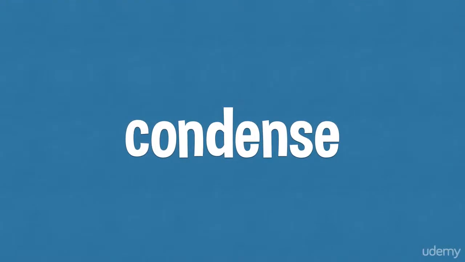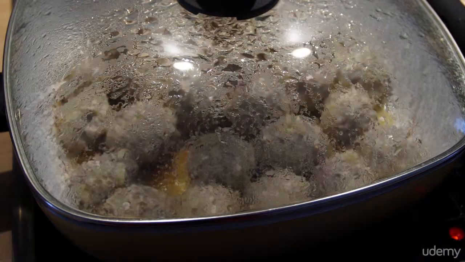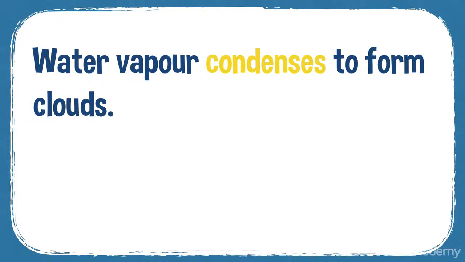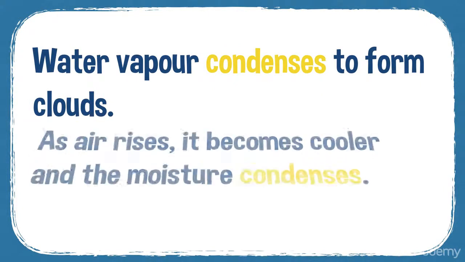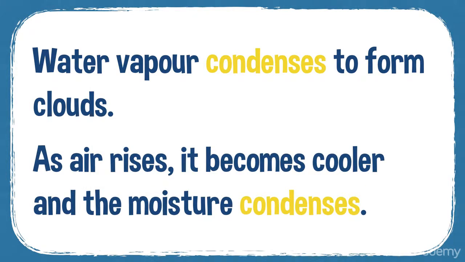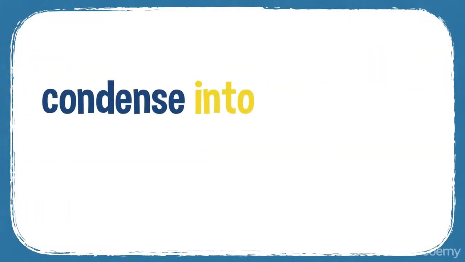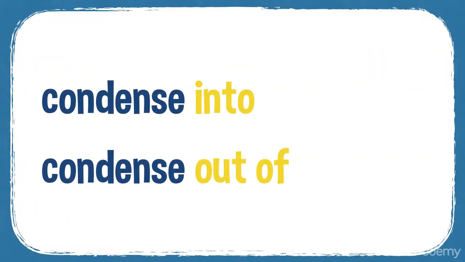Your next word is condense. When a gas or a water vapour is condensed, it becomes a liquid. So here is a pan of meatballs. Now, some of the water in the pan has condensed on the bottom of the lid. It's turned back into water. So water vapour condenses to form clouds. As air rises, it becomes cooler and the moisture condenses. So you can condense into, condense out of.